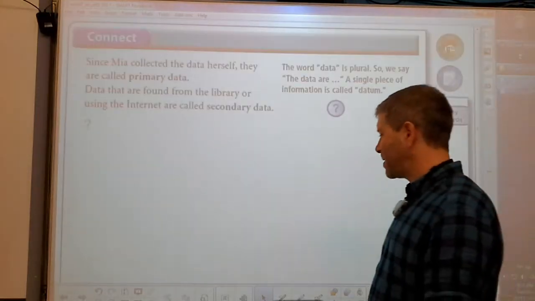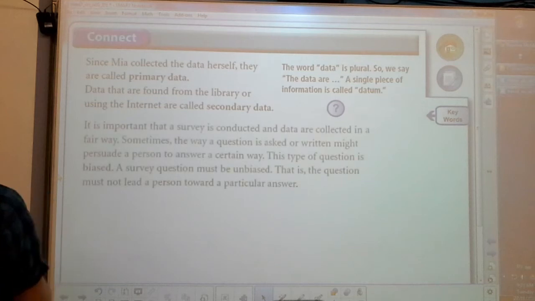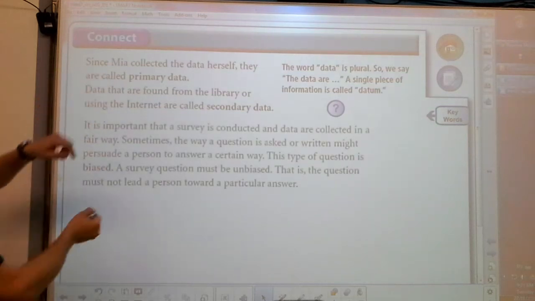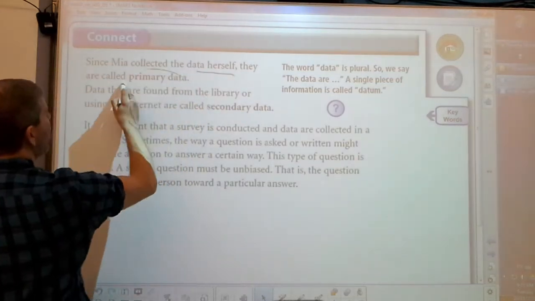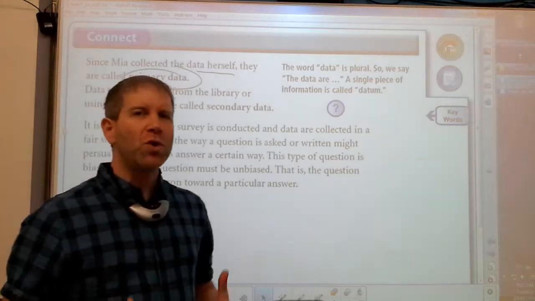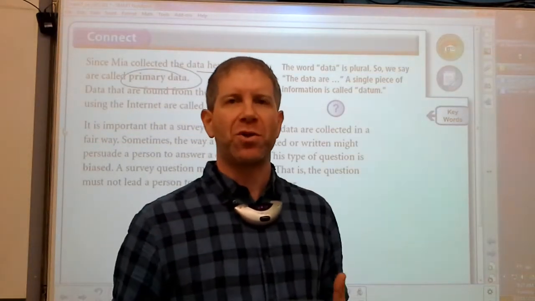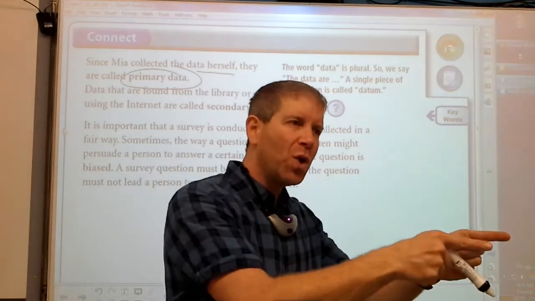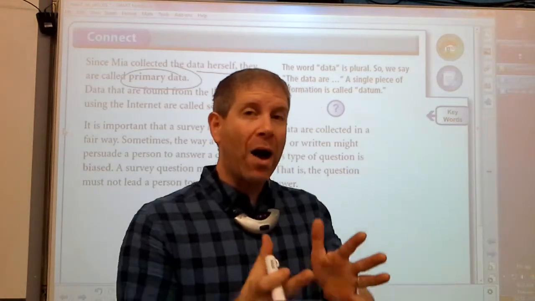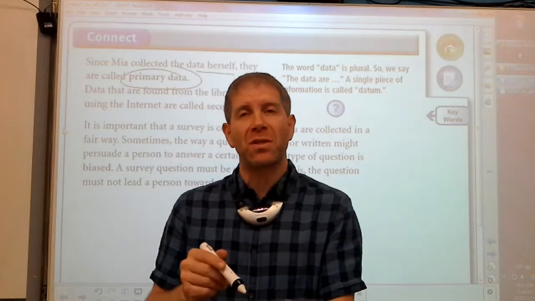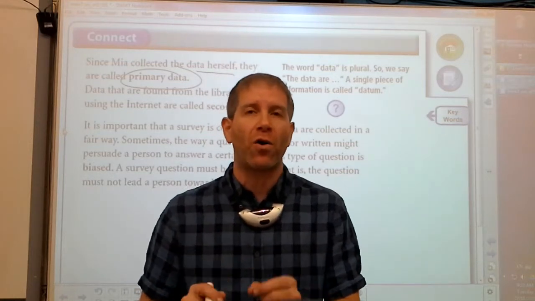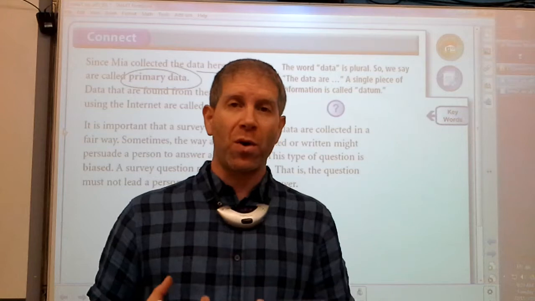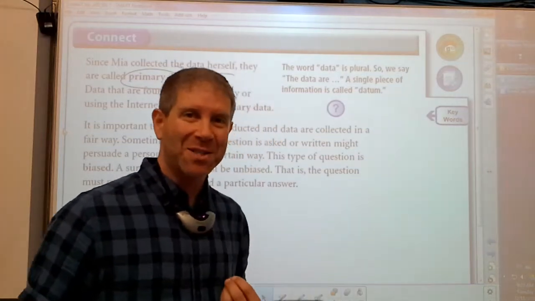Now let's get on to the next thing I want to point out. Mia collected the data herself. So then we call that primary data. When you yourself go out and do the research yourself, then it's primary because you know as a fact that you know the method, you know how you approach the students, and you know that the results, the check marks that you got are correct. You did it. The proof is the fact that you did it yourself.